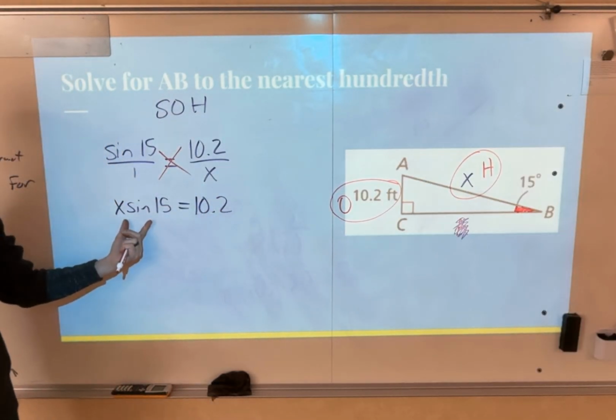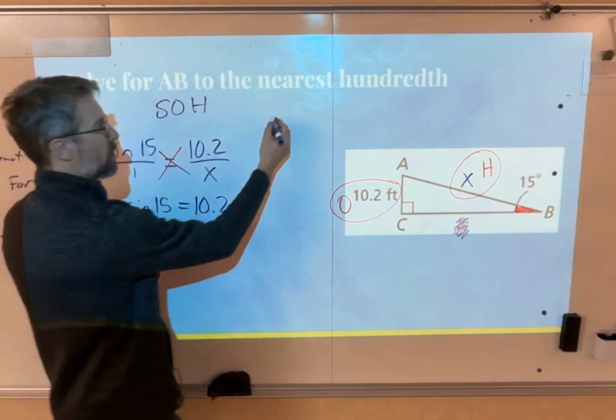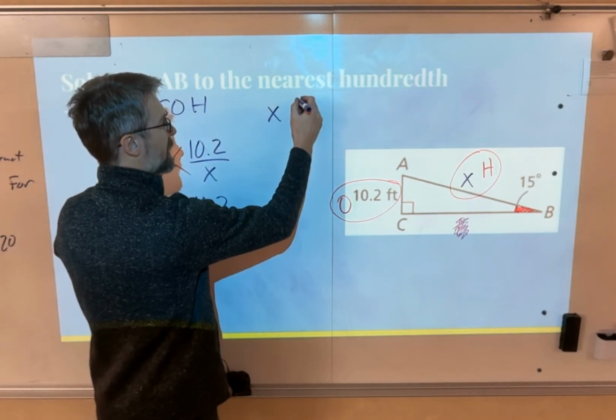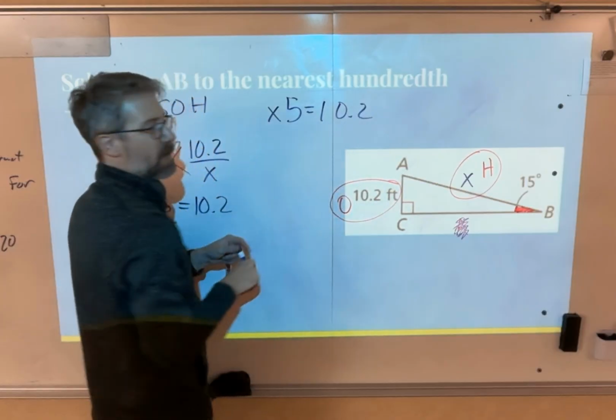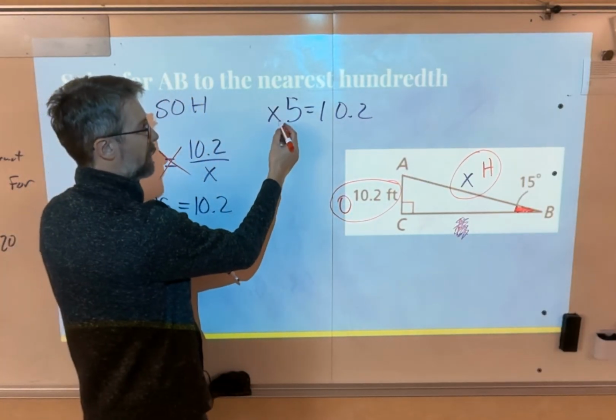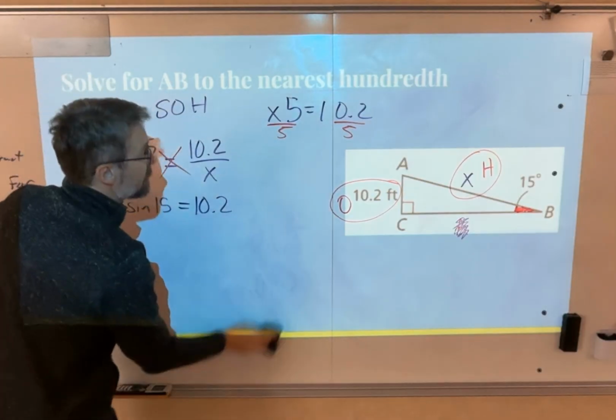Now what do I do? How do I get rid of this sine 15? Here's the thing with this. Sine 15 is just a number. So this is no different than if it was x times 5 equals 10.2. And I think most of us would look at this and say, okay, I'm going to divide both sides by 5 to solve this. It's the exact same thing.